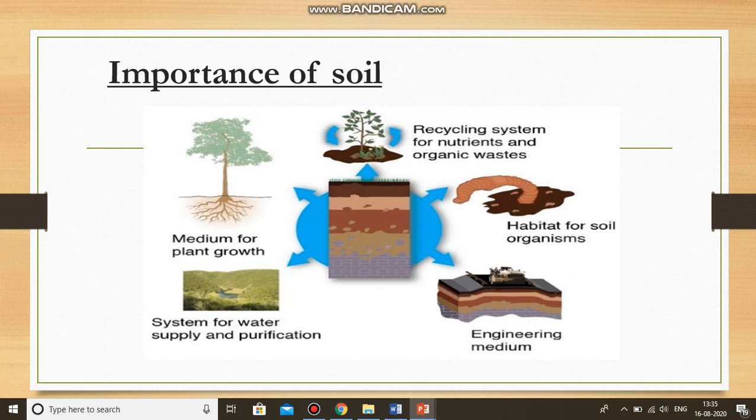Soil is very important. As you can see, soil is composed of distinct layers. There is a little activity to find out how these soils are layered. The importance of soil: it is a medium for plant growth, a system for water supply and purification, a system for recycling nutrients and organic waste, a habitat for many soil organisms, and mainly for engineering.